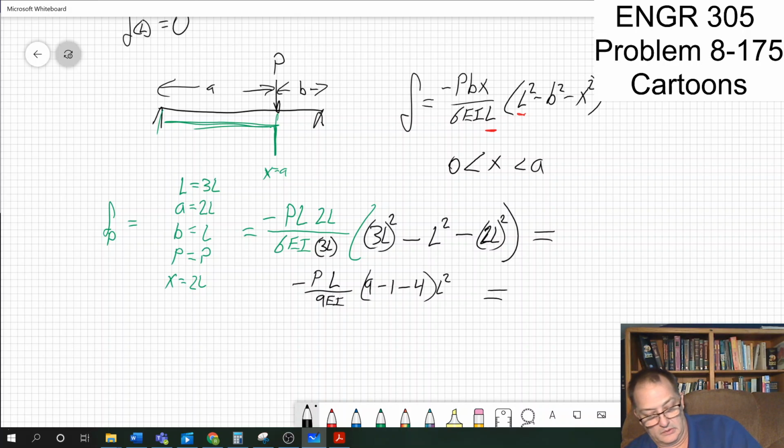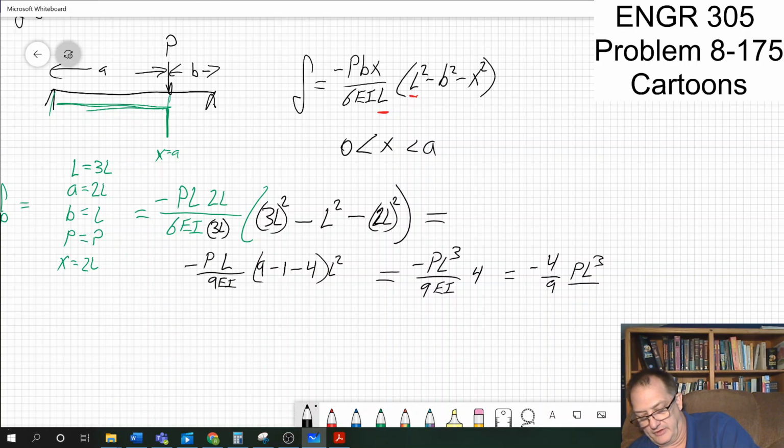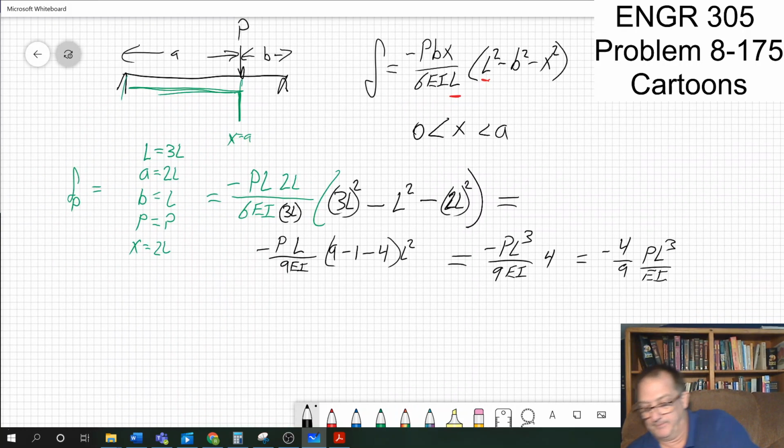So that's equal to minus PL cubed over 9EI. Oh, and I should have done this math. 9 minus 1 minus 4 is 4. So that's equal to minus 4 ninths PL cubed over EI. All right, so that's the deflection from P.